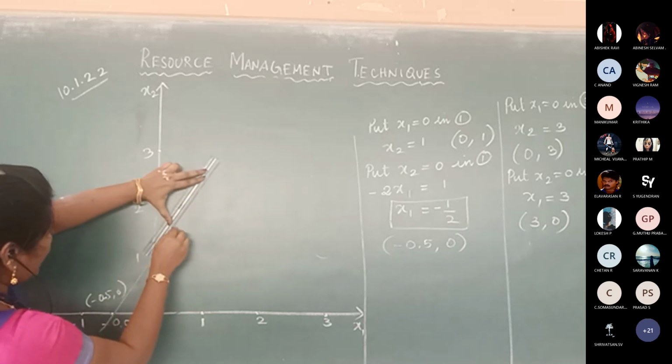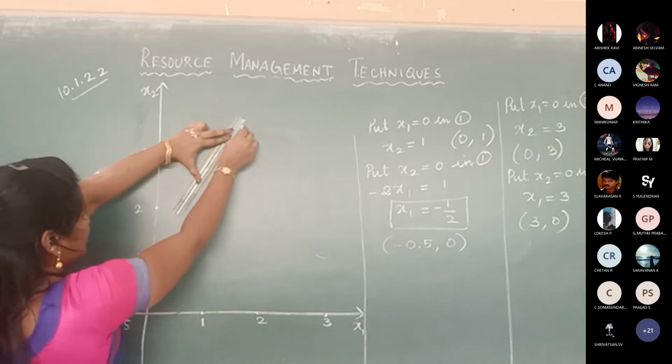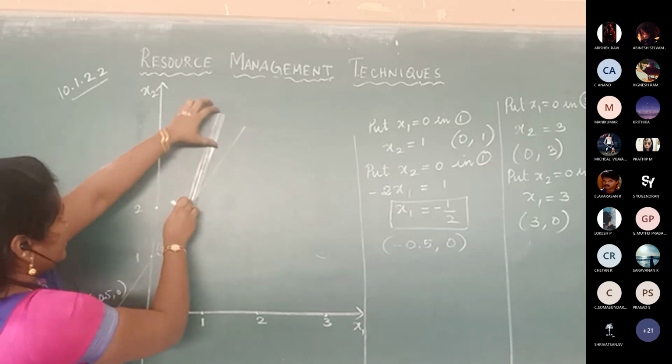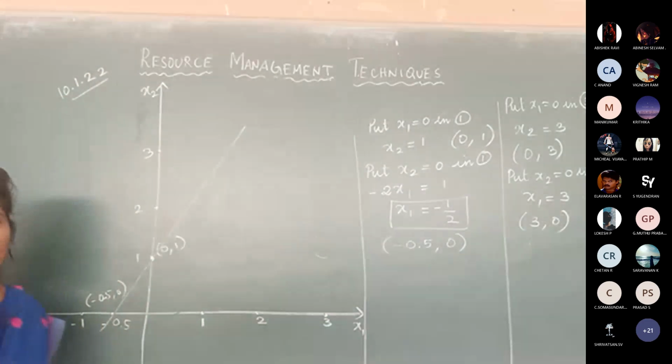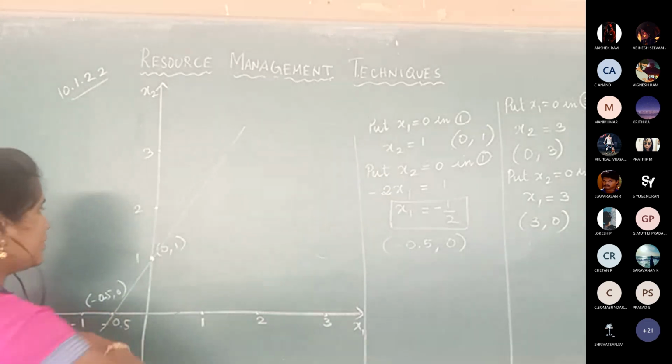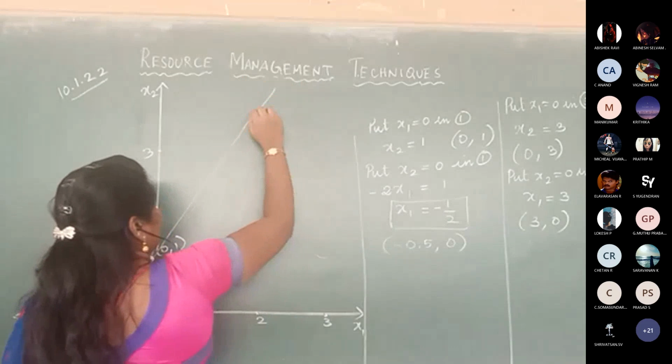You have to extend this line because everything has to be in the positive axis. It is not necessary in the negative axis, but in the positive axis, your line has to go. So this is your line.